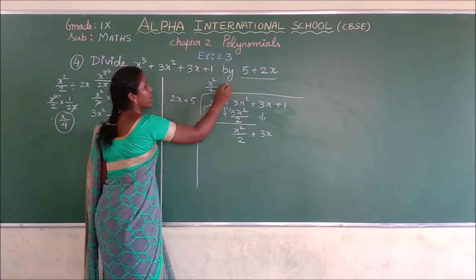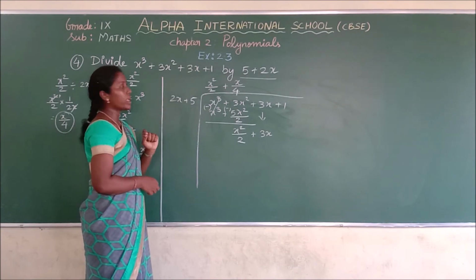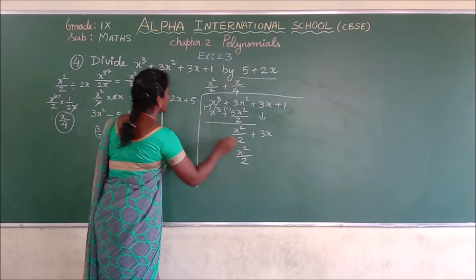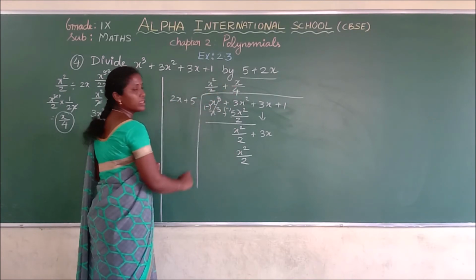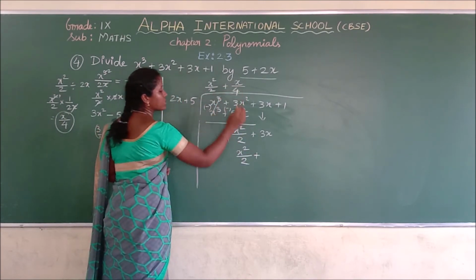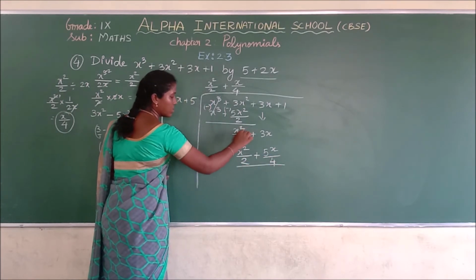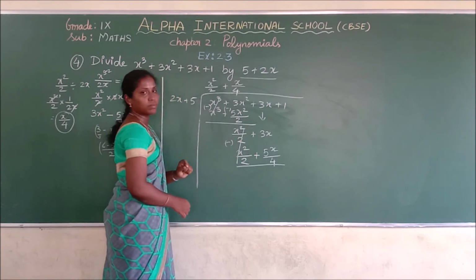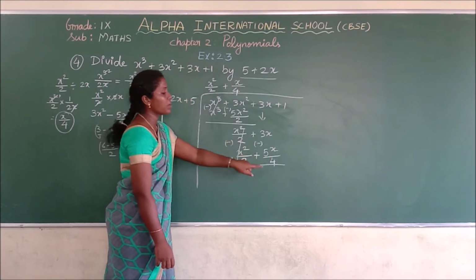So what is the next term? Plus x by 4. Multiply with the first term. x by 4 into 2x will give you x square by 2, because 4 and 2 get cancelled, and x into x becomes x square by 2. Multiply with the second term: 5 into x, 5x by 4. As usual, the first two terms are the same, so they get cancelled. What about the second term? 3x minus 5 by 4 into x.